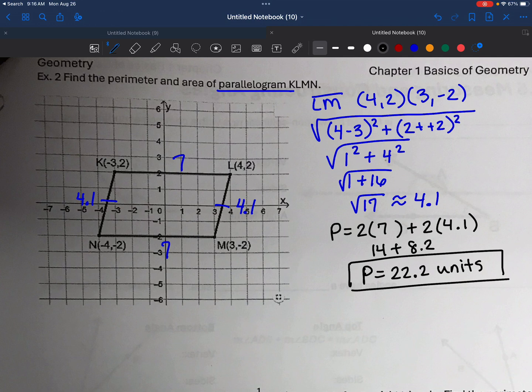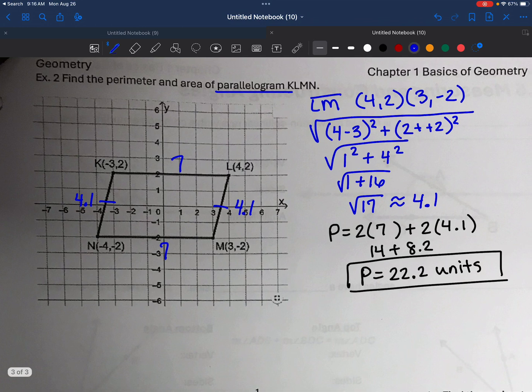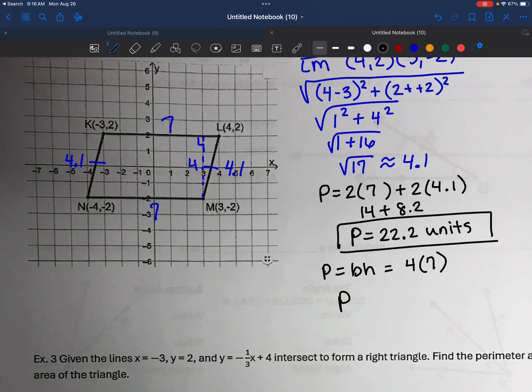Now, just like the last one, we have the base. Do we have the height? No, but we can find that, right? That forms a right angle. What's that distance? 1, 2, 3, 4. Okay, so area here is just base times height, right? So 4 times 7. What is 4 times 7? And we label it square units.